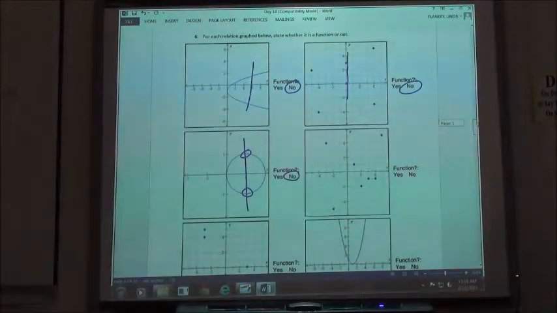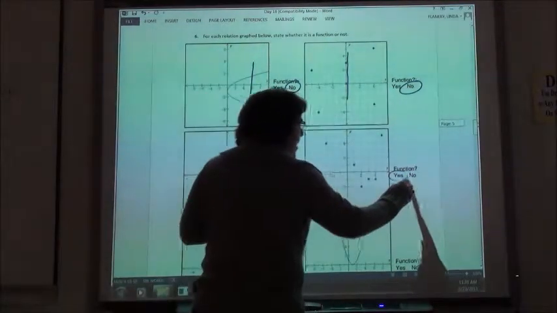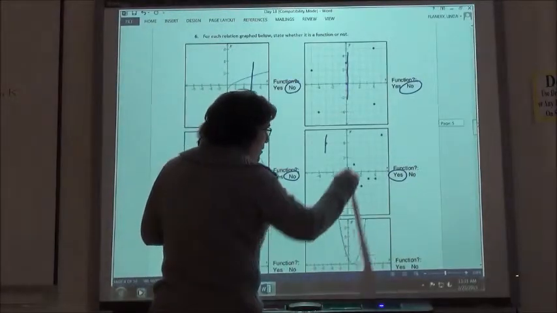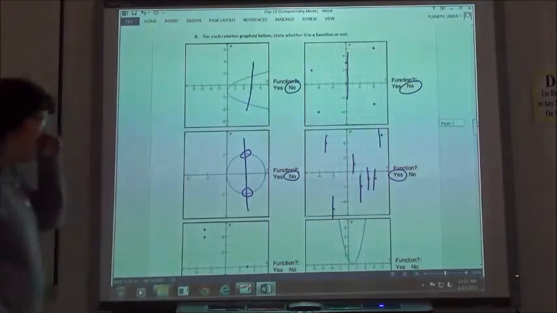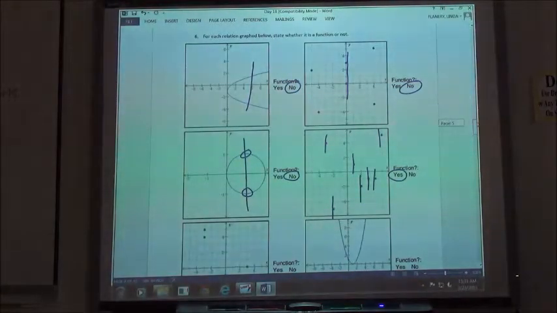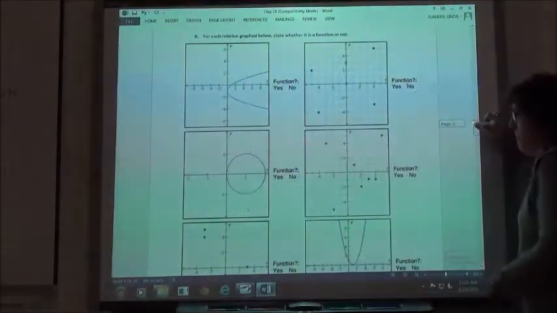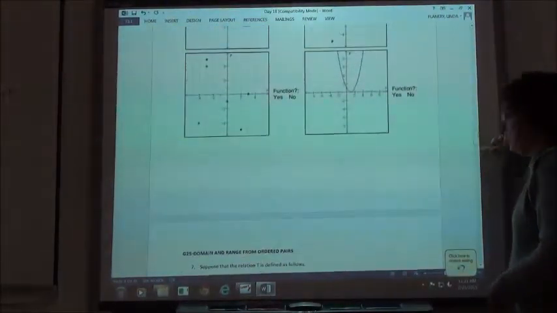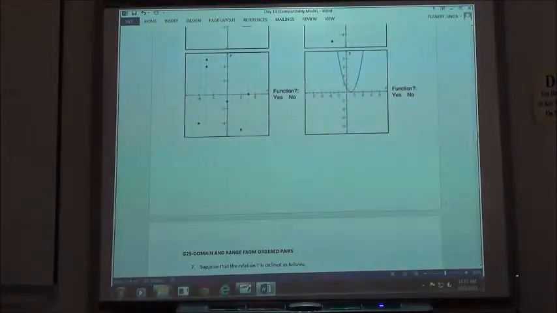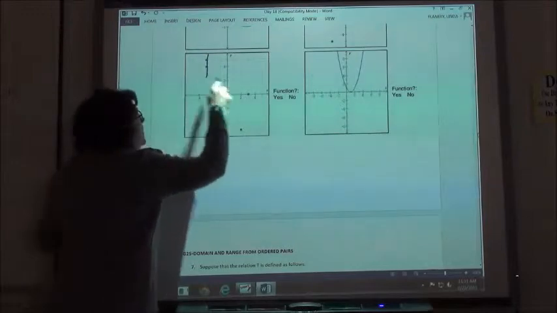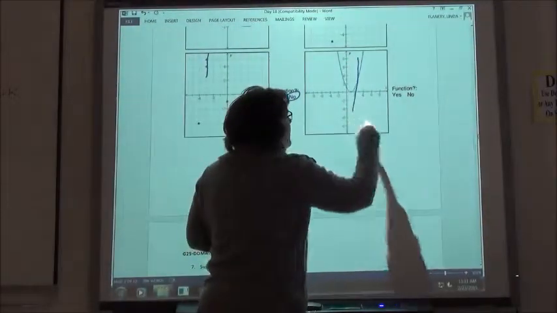The next one over, is that one a function? Yes, that one's a function. Only touch once. If I could draw straight, any line should only touch 1 point at a time. And the last 2 on here, looking at this one, is that one a function? Nope. And is this one a function? Yes.